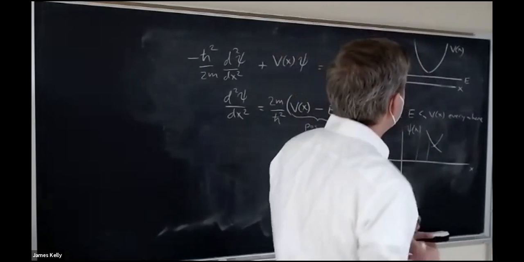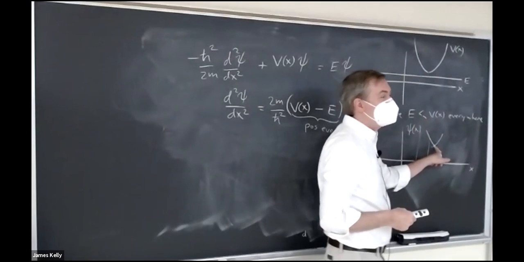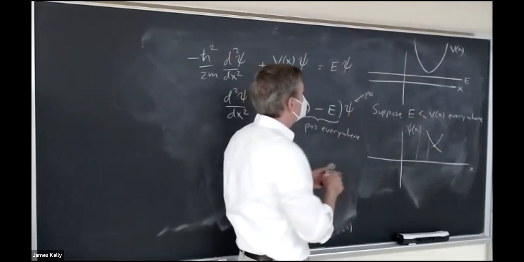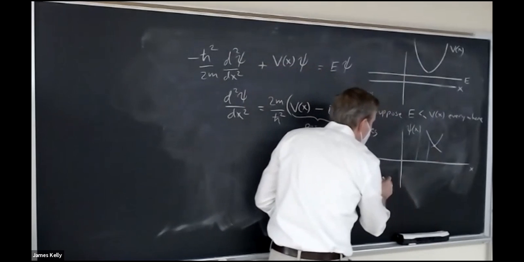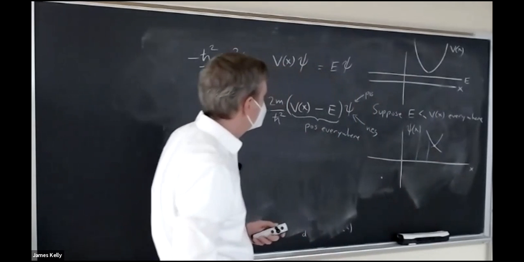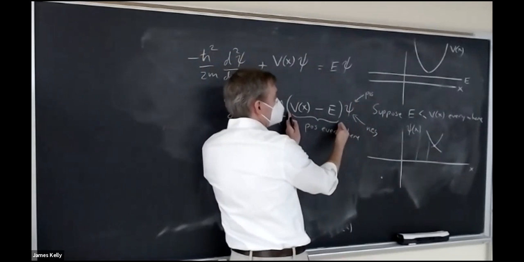And therefore, it's not normalizable if psi is positive. Same kind of argument happens if, let's suppose, psi is negative. Some point on the x-axis, psi has a negative value. Then the right-hand side is negative. If E is less than V, this is still positive.